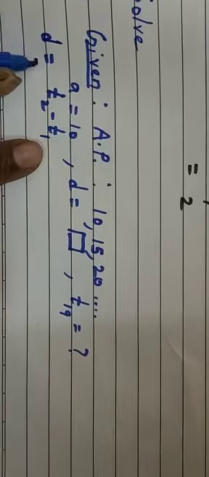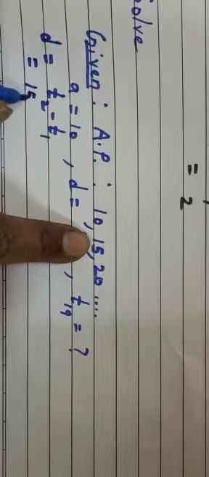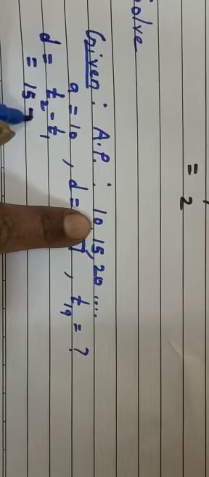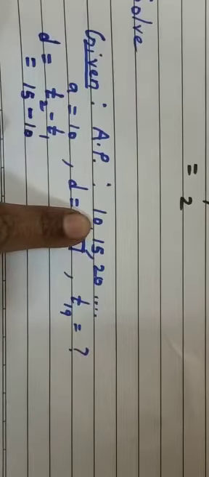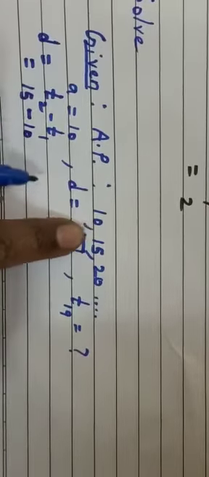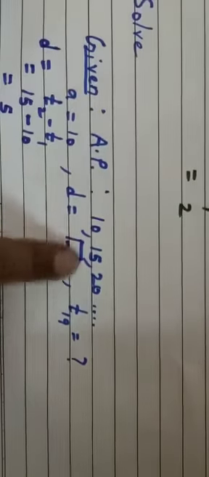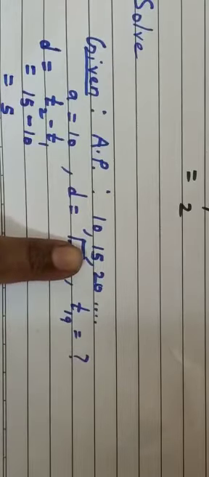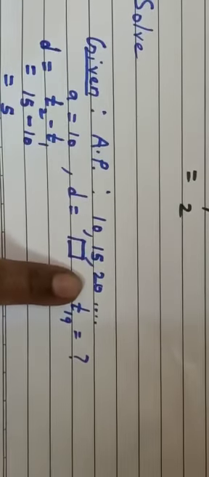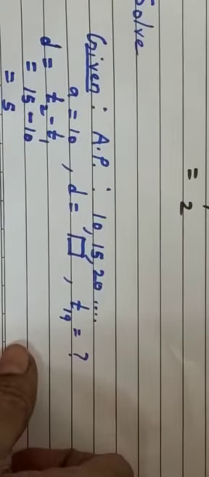So T2 minus T1: what is T2? 15. What is T1? 10. So here you will get 15 minus 10 is 5. See, now 20 minus 15 is also 5. So the difference between any two consecutive terms is constant. So we have got D is equal to 5.